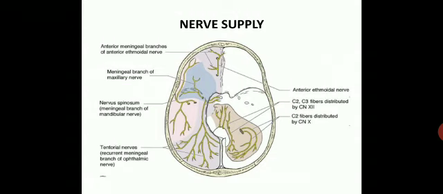Nerve supply. It is supplied by the anterior meningeal branch of the anterior ethmoidal nerve, the meningeal branch of the maxillary nerve, the nervus spinosus or the meningeal branch of the mandibular nerve, and the tentorial nerves, that is, the recurrent meningeal branch of the ophthalmic nerve. Then C2 and C3 fibers are distributed by the 12th cranial nerve, and the C2 fibers are distributed by the 10th cranial nerve.